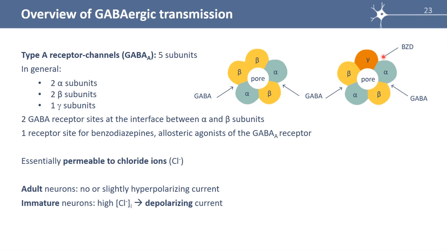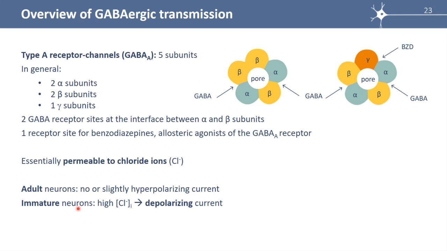There is also one receptor site for benzodiazepine, which is called an allosteric agonist of the GABA receptor because it increases the GABA current, and this binding is at the interface between alpha and gamma. So here in this receptor on the left, there is no receptor site for benzodiazepine.